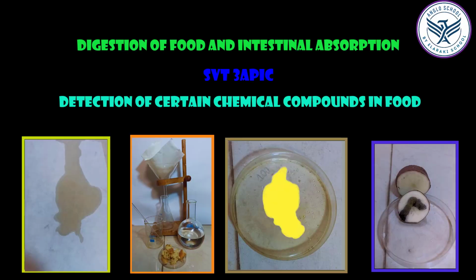Food is the source of energy and nutrients that our body needs to function. However, the nutrients in food are often in forms too large or complex to be directly absorbed by the body. Foods are made up of different chemical compounds, such as carbohydrates, proteins, lipids, water, salts, and vitamins. How can we detect the chemical components that make up our food?